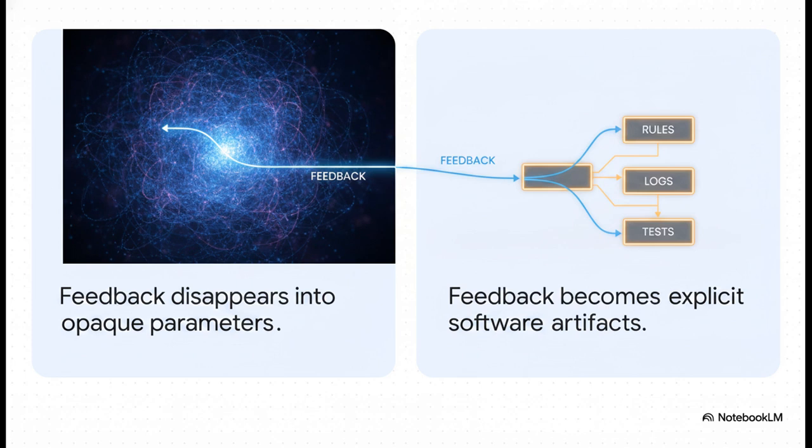Contrast that with heuristic learning. Here, instead of burying every new skill inside neural weights, a code-writing agent maintains an explicit software system. The feedback energy doesn't just disappear. It gets converted into explicit, inspectable software artifacts. We're talking rules, logs, tests, and configurations that can actually be debugged and edited.